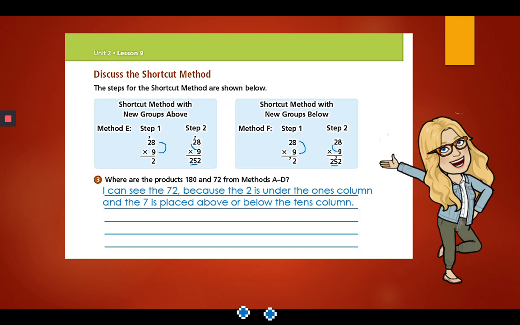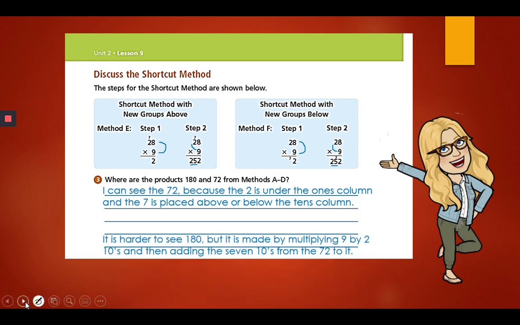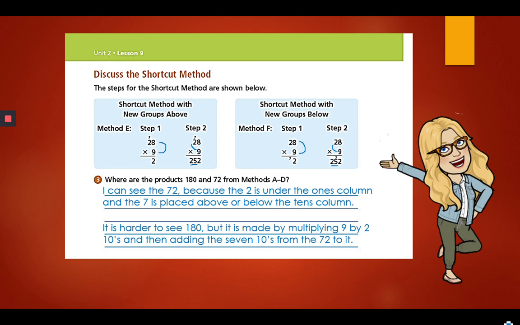And then next I explained where the 180 was. It was a little harder to explain. I put it is harder to see 180, but it is made up by multiplying 9 by 2 tens and then adding the 7 tens from the 72 to it. And so that's how I explained it. If you have a better way, I would really like to see your explanation, because I like to see how kids are thinking.